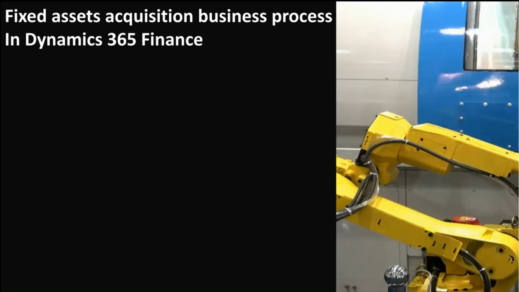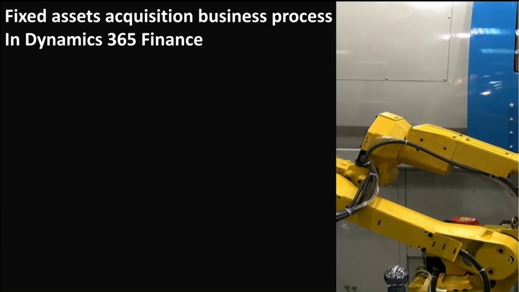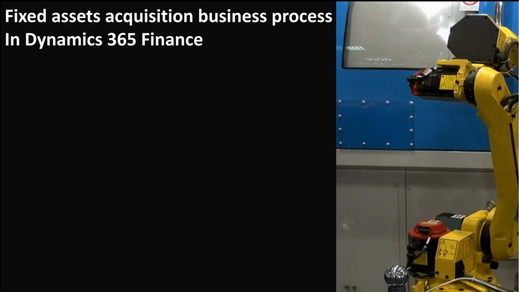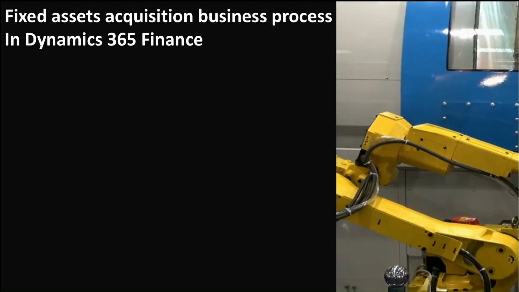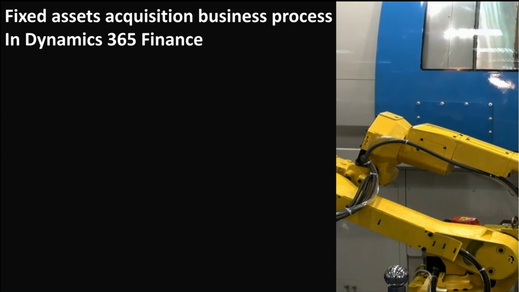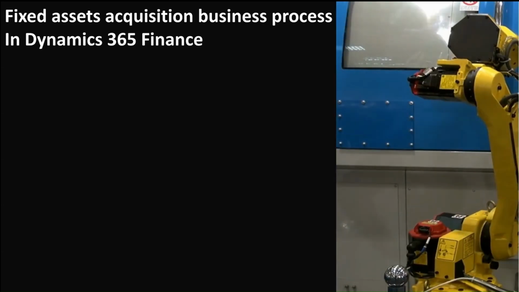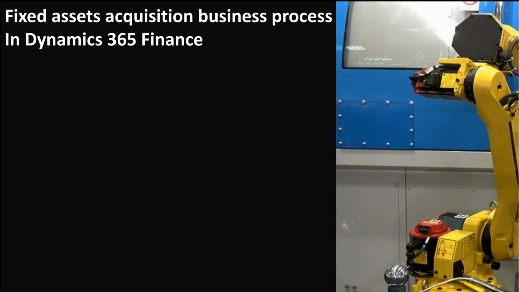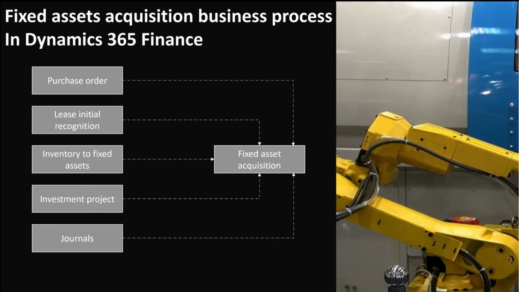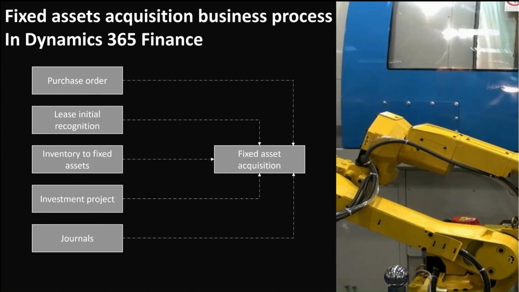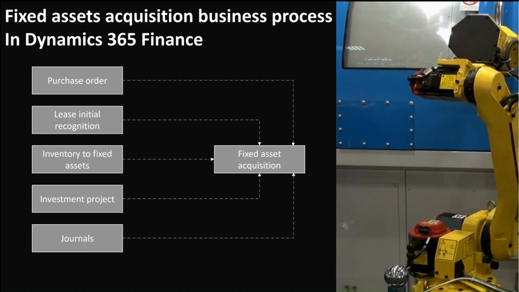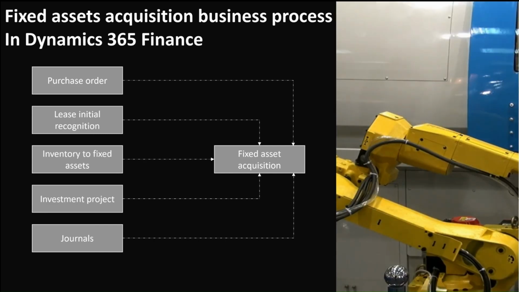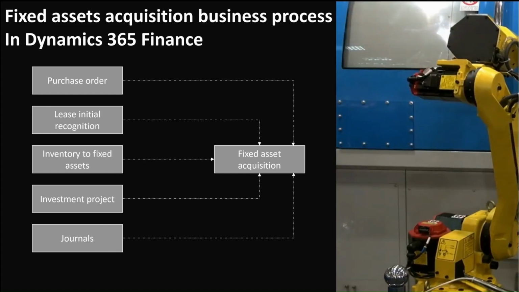The 365 Finance module for fixed assets effectively manages and oversees all fixed asset business processes. It maintains records of essential fixed asset details and their subsequent transactions. Fixed assets acquisition business processes have various methods: via purchase order, which involves the purchase order, product receipt, and invoicing, or through lease initial recognition when the asset is associated with a lease contract.